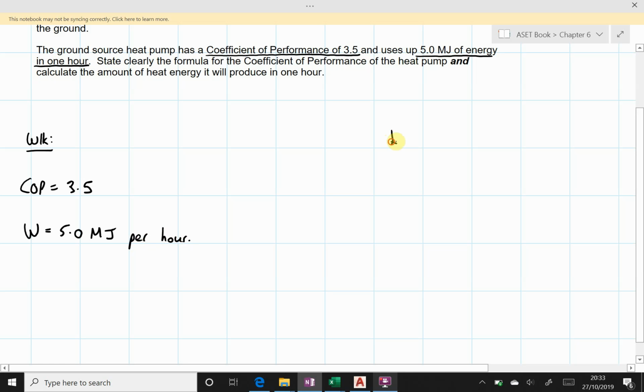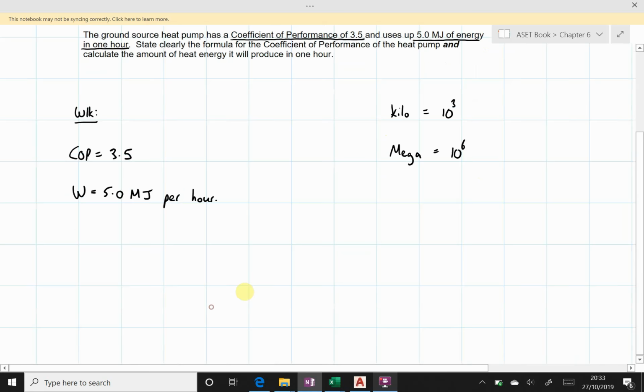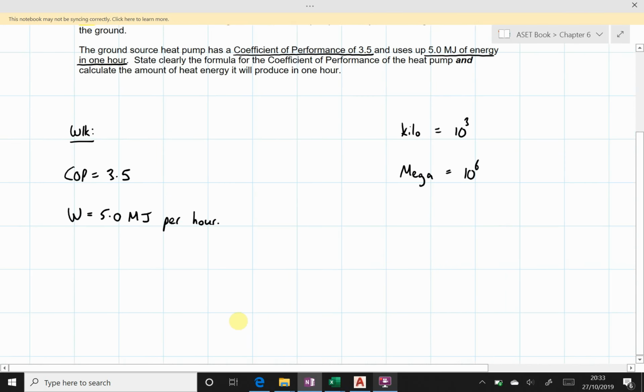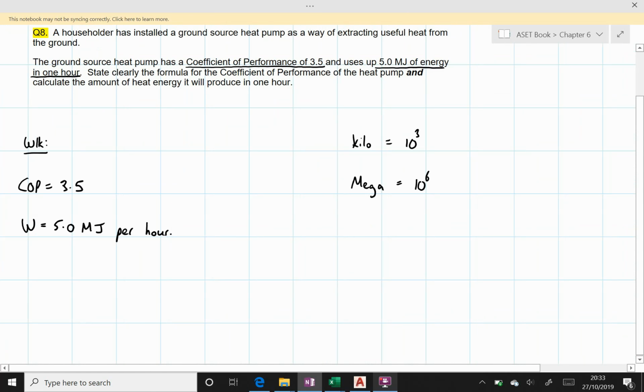Now we've come across inside the textbook so far kilo, and kilo represents 10 to the power 3. The next prefix is mega, which represents 10 to the power 6. But we won't need to utilize that in this particular question. It's just in case you're wondering what that capital M in fact represents.